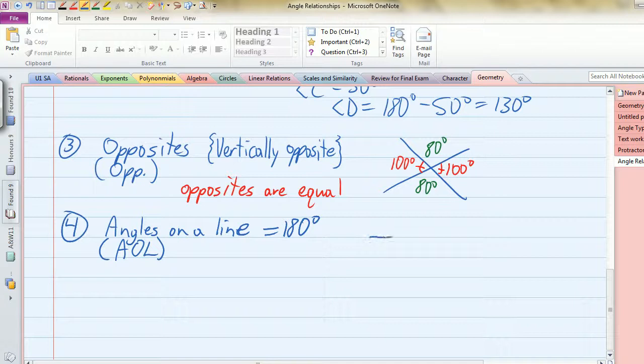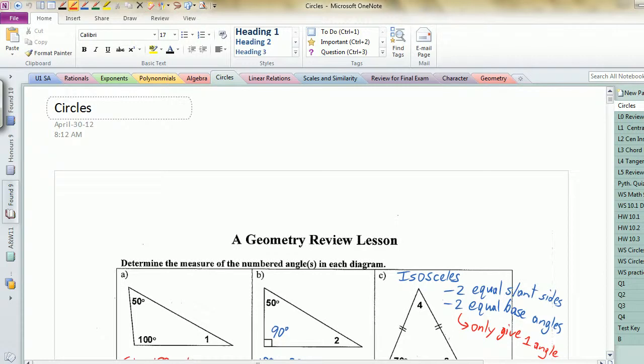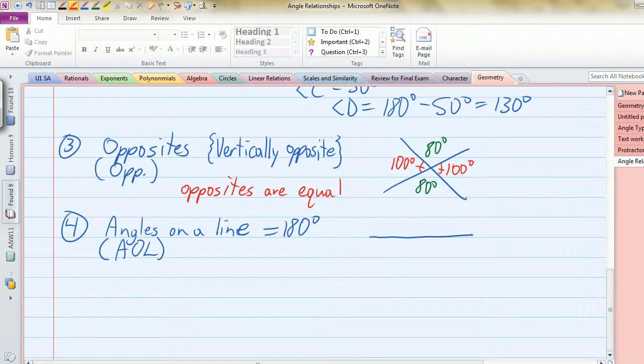So for this one, here is a straight line. Then we have various angles that come off of it. So let's call this 50 degrees. We'll call this 60 degrees. And we'll call this angle 1 and angle 2. Okay. So we want to find angle 1 and angle 2. You have 4 angles on that line. They all add up to 180 degrees.